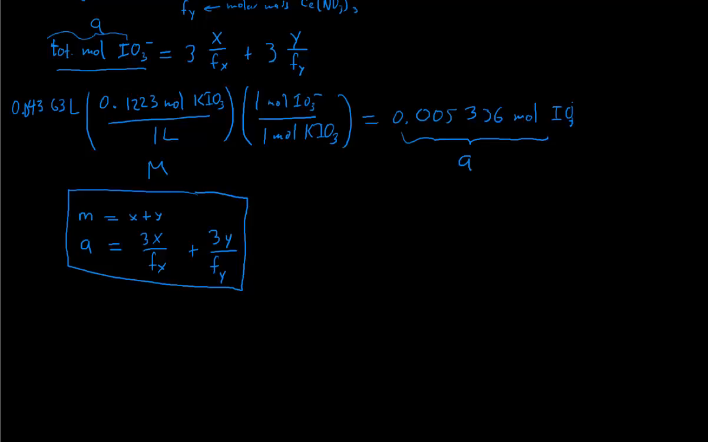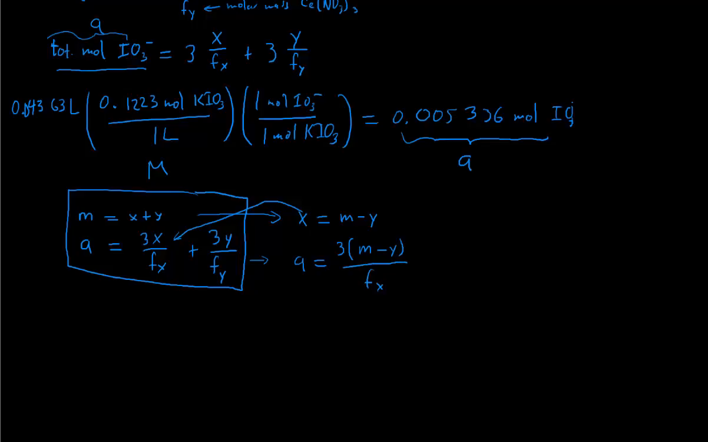And so the way to solve it is we're going to solve one of these equations. We'll pick this first one right here. We're going to solve it for one of the variables in terms of the other. So I just randomly picked x. It really doesn't matter. So x is equal to m minus y. So now what I'm going to do is take this equation and I'm going to substitute this in for x in the bottom equation. So when I substitute, I get A is equal to 3 times, and instead of x, I'm going to write what x is equal to, m minus y. And that's going to be divided by Fx.